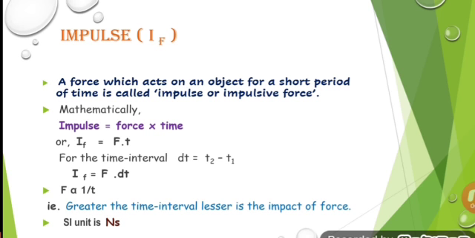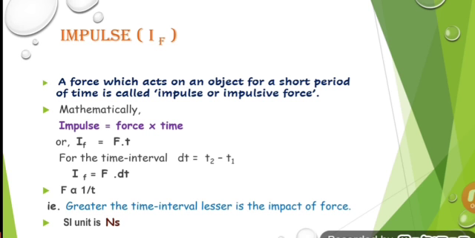For the time interval dt, that is for a small time interval, dt represents t2 minus t1. t1 is the initial time, t2 is the final time. Therefore, dt is the change in the time or the time interval. In this term, the impulsive force can be represented as IF is equal to F dt.